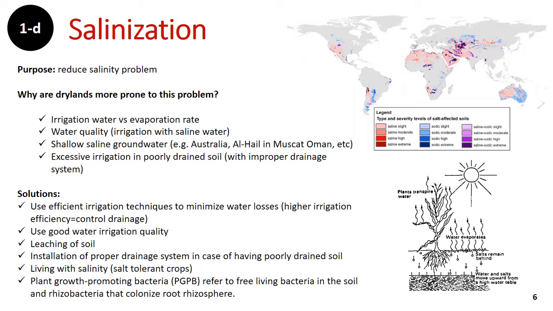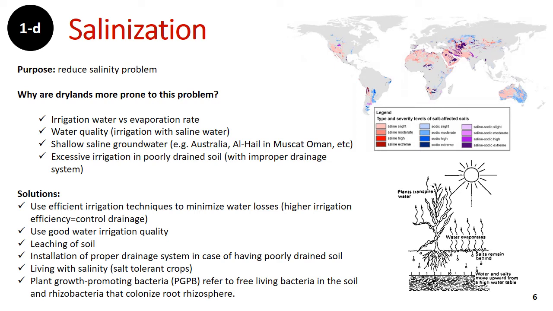Now, how would you solve it? Well, one of the basic things that you can do is to use efficient irrigation techniques. Why? Because if you use efficient irrigation techniques, it means that you are going to minimize the water losses, either through drainage or through evaporation and so on. And by this, you use less water, and hence you conserve the water resources that you have.